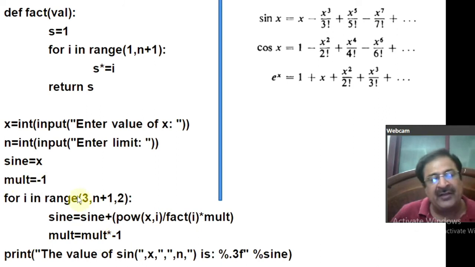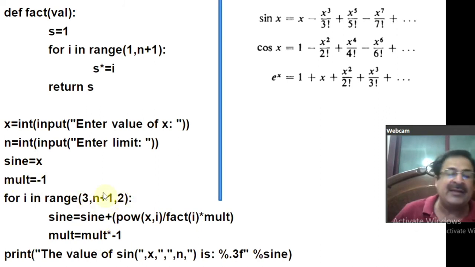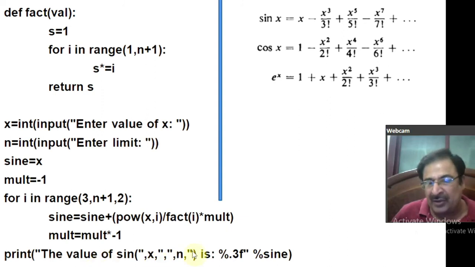The value of i in the next iteration will become 9. Is 9 less than 8? No. It will come over here. The value of sine x, the limit is also displayed, and the result will be displayed up till 3 places of decimals. Okay. So let us run this program.